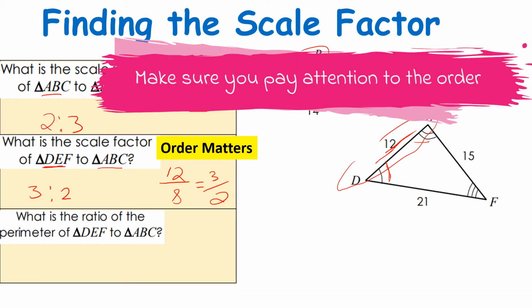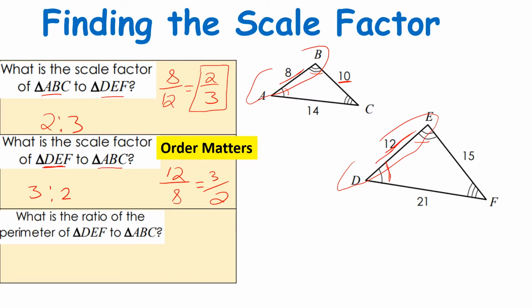Also, just to show you, if we use another side, if we choose side BC, it has 2 arcs here and 3 arcs here, so these sides are corresponding. 10 over 15 in fact reduces to 2/3, so the same scale factor. Keep in mind that order does matter, but you're simply taking the corresponding sides and reducing that fraction.